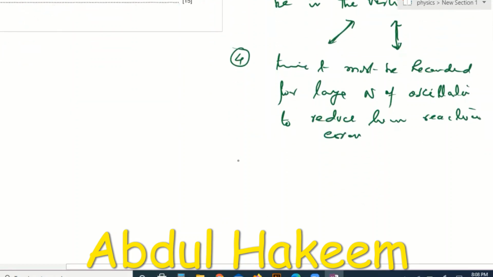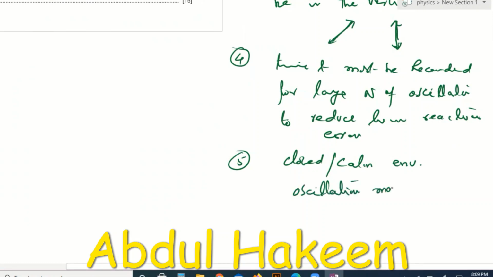And one additional, suppose 5. The experiment must be performed in a closed, calm environment because the oscillation may be affected by air thrust. So you can write any 4 because 4 are required. So this is question number 1.